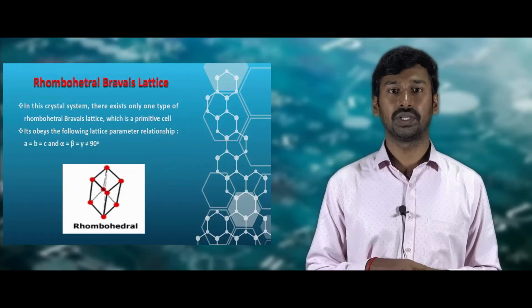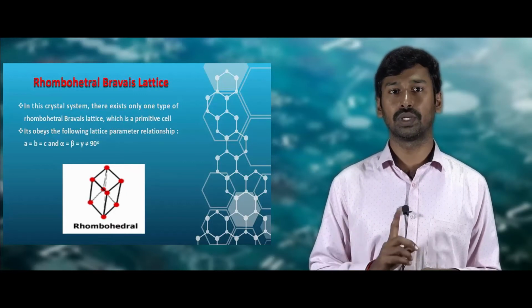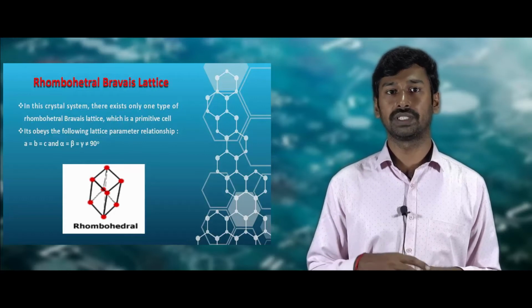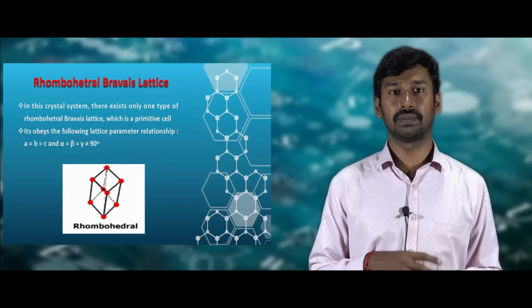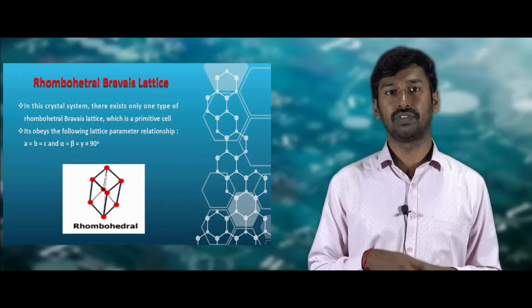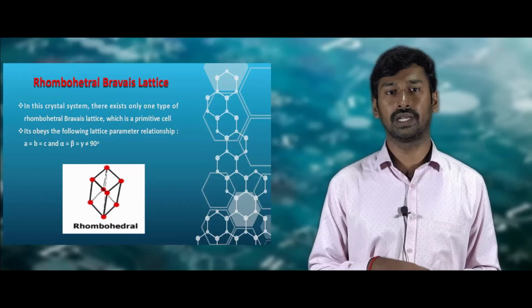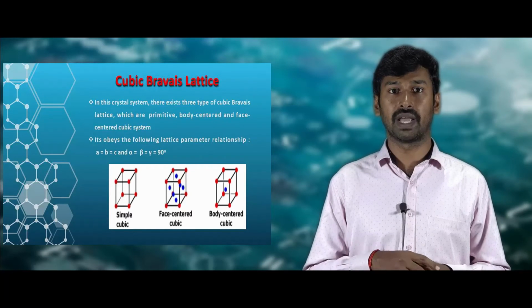Next, we are going to see the orthorhombic Bravais lattice. In this crystal system there exists only one type of Bravais lattice, which is a primitive cell. It obeys the following lattice parameter relationships: a = b, b = c, and alpha = beta = gamma = 90 degrees. The figure represents the orthorhombic Bravais lattice, in which the atoms are arranged only at the 8 corners of the unit cell.